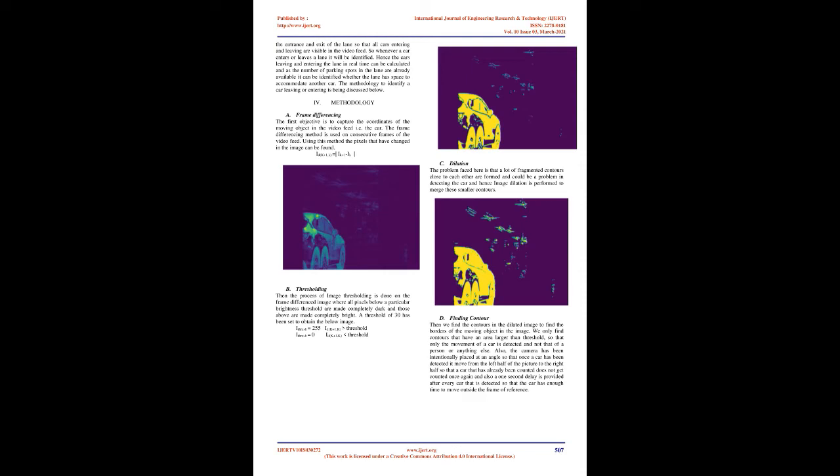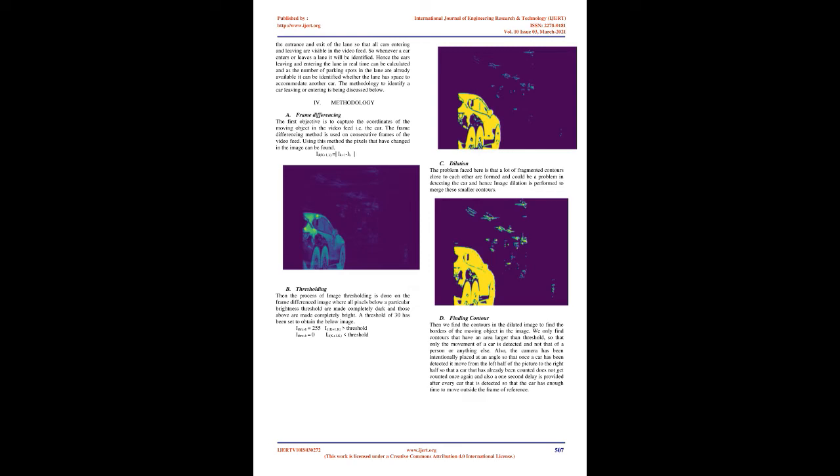Structure of individual lane. The Raspberry Pi camera and the Pi will be placed in the position as shown in the second figure, facing towards the entrance and exit of the lane so that all cars entering and leaving are visible in the video feed. So whenever a car enters or leaves a lane it will be identified. Hence the cars leaving and entering the lane in real time can be calculated, and as the number of parking spots in the lane is already available, it can be identified whether the lane has space to accommodate another car. The methodology to identify a car leaving or entering is discussed below.